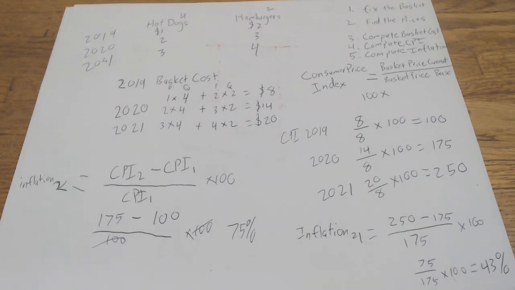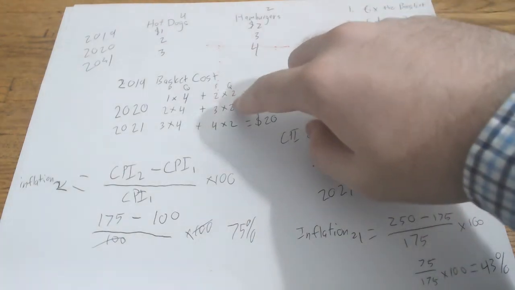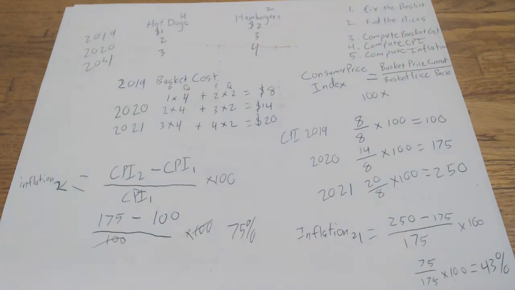Well, the CPI also has its problems. It has three problems to consider. The first one is going to be the substitution bias. Now remember, in the CPI, we're keeping quantities consistent. They don't change throughout the years.